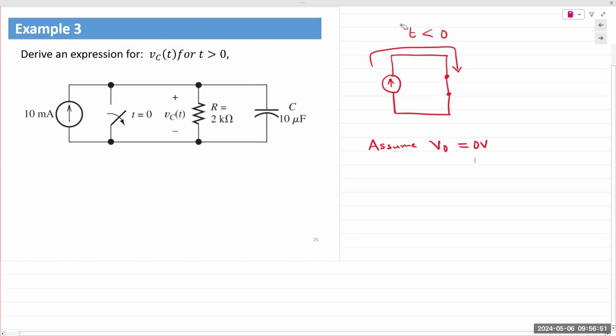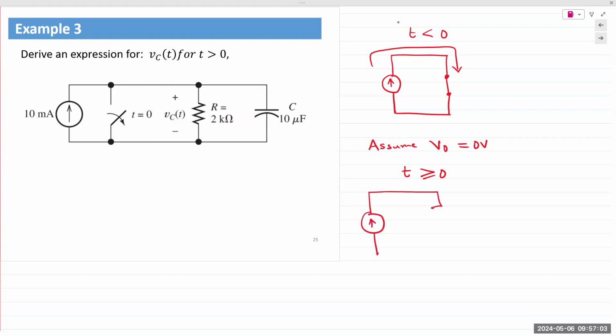Now, at t equal to 0, the switch is flipped open. So for time t equal to or greater than 0, the circuit looks like this. We have a source, connected to a single resistor and a single capacitor. What kind of a response is this? Natural or step? If there is no source, then it's a natural response. If there is a source connected, it's a step response.